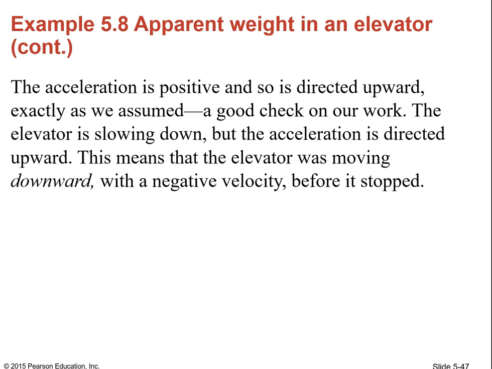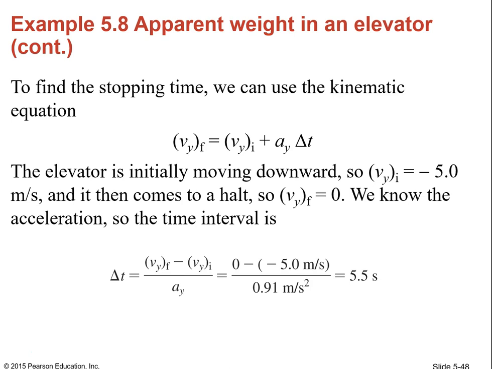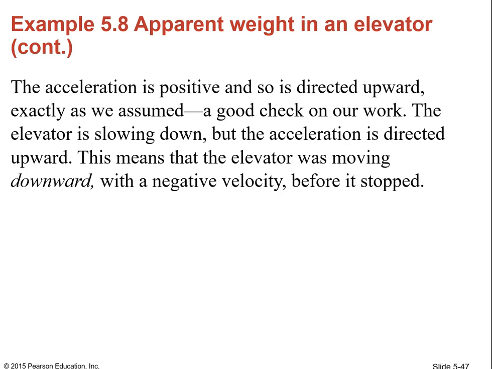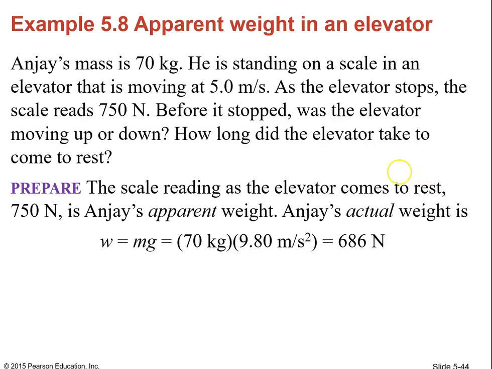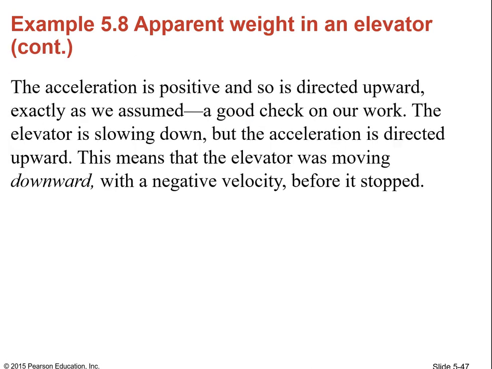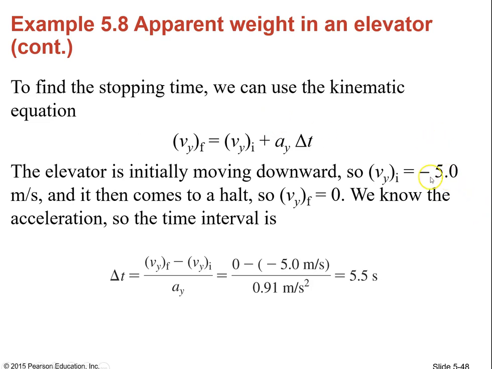But the acceleration is upward. The acceleration is not going up, but the elevator is still moving in a downward direction. Now the stopping time. We know its initial speed. Its initial speed is moving downward at negative 5 meters per second. How do we know that? It tells us right here. So it's moving downward at an initial speed of negative 5 meters per second.